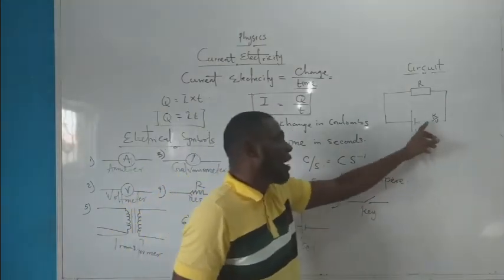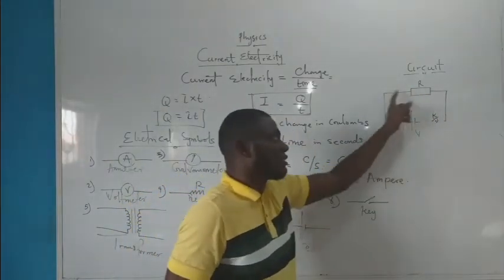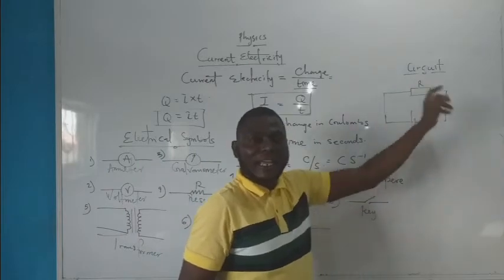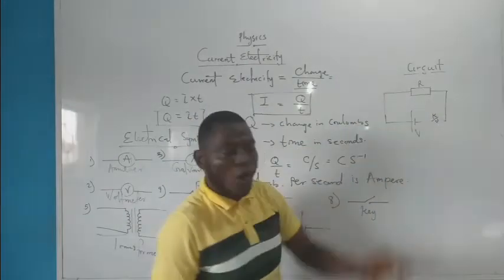Once you close the key, you can see the key is closed now, so there will be movement of current, or electrons, moving in the circuit. So this is what we call a circuit.